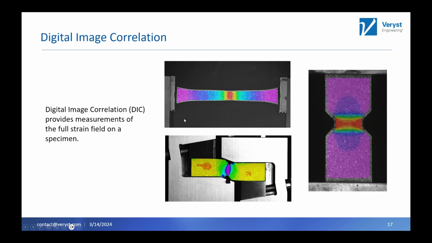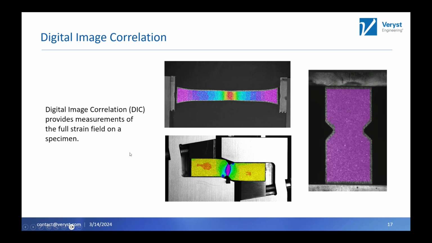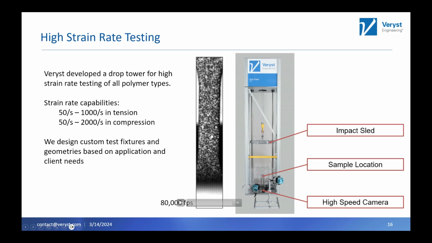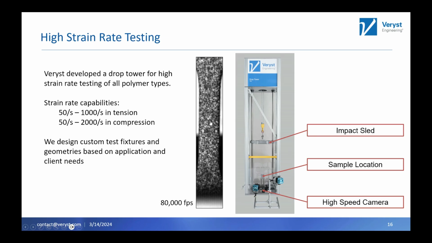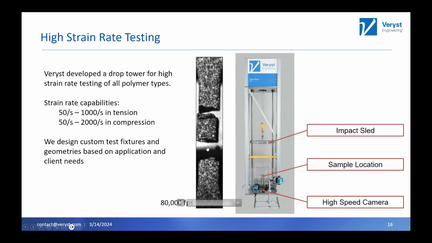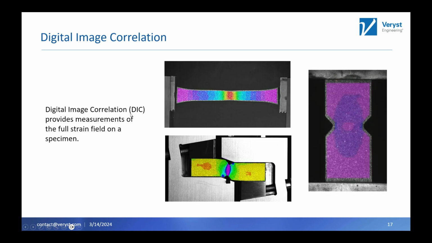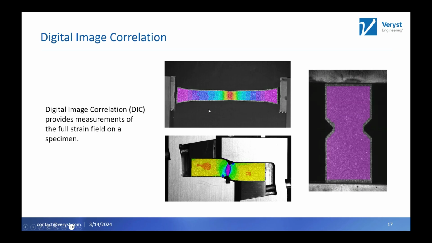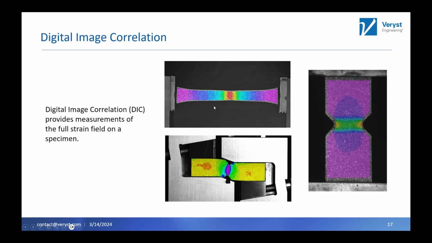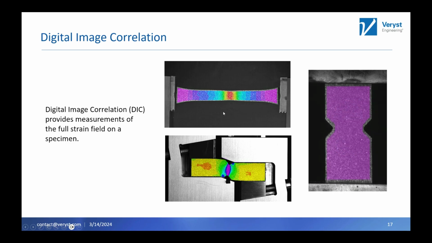So you can see, even on the previous slide, that we applied this kind of black and white what's called a speckle pattern to the surface of the sample. So it's basically a series of high contrast points that digital image correlation software can use to calculate the strain field across the entire specimen in a non-contact manner.